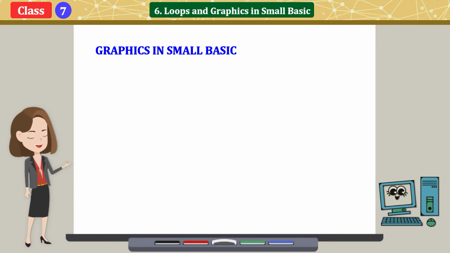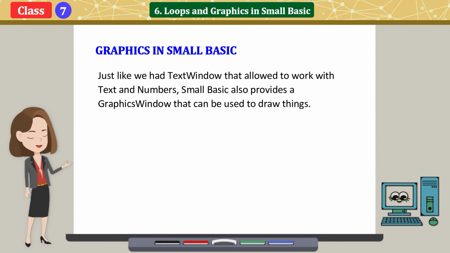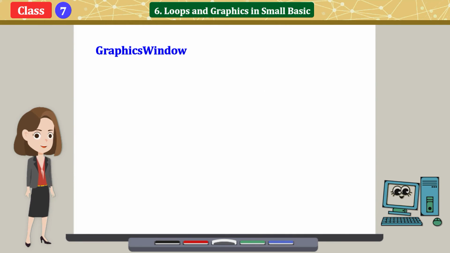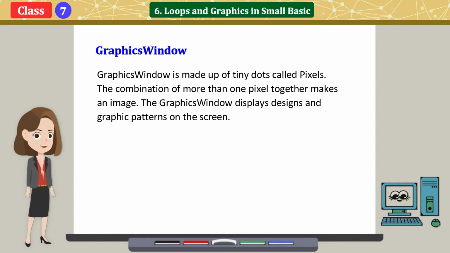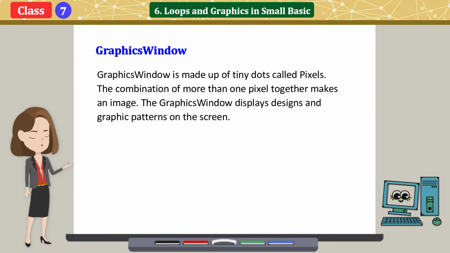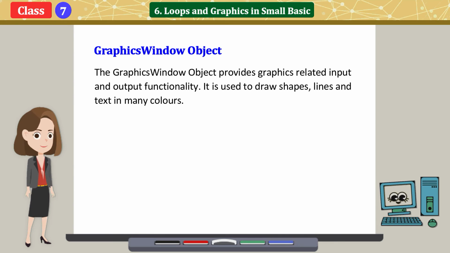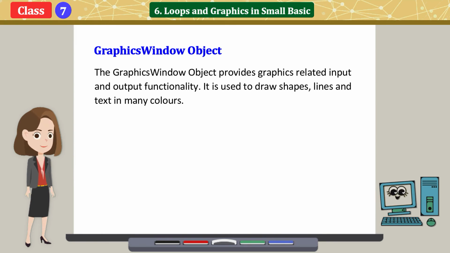Graphics in Small Basic. Just like we had the text window that allowed us to work with text and numbers, Small Basic also provides a graphics window that can be used to draw things. Graphics window. Graphics window is made up of tiny dots called pixels. The combination of more than one pixel together makes an image. The graphics window displays designs and graphic patterns on the screen. Graphics window object. The graphics window object provides graphics-related input and output functionality. It is used to draw shapes, lines, and text in many colors.